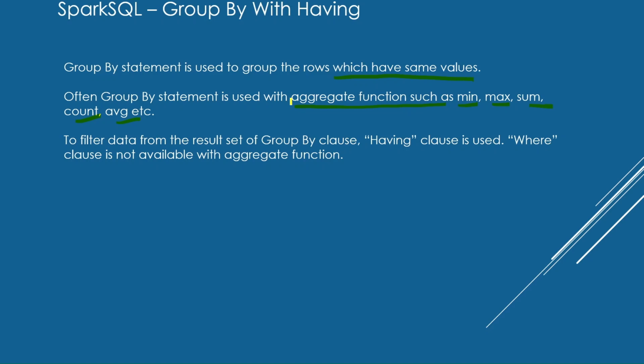But if there is a requirement to filter the records based on the aggregate function, how are we able to do it? So having is the rescue. With the help of a having clause, we can filter the data from the result set which we get from the group by with aggregate function clause. The where clause is not available with aggregate functions.